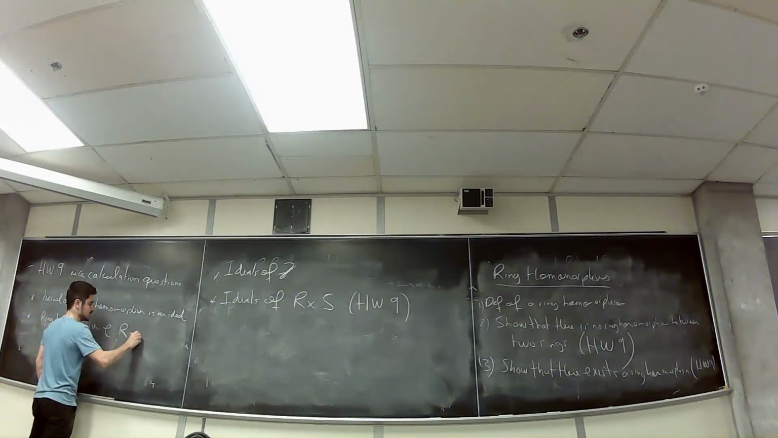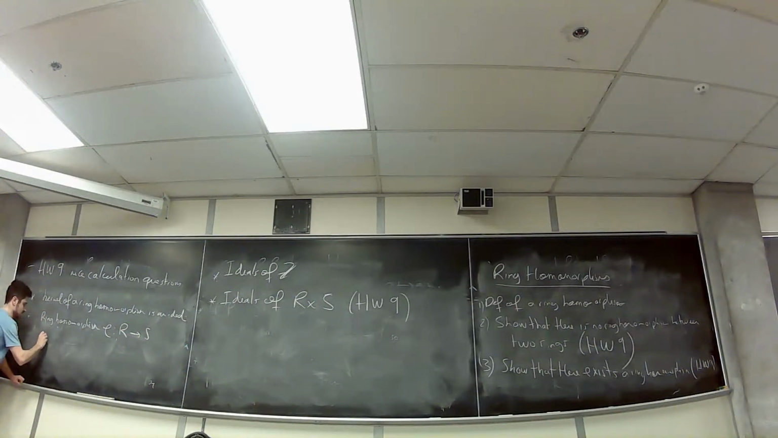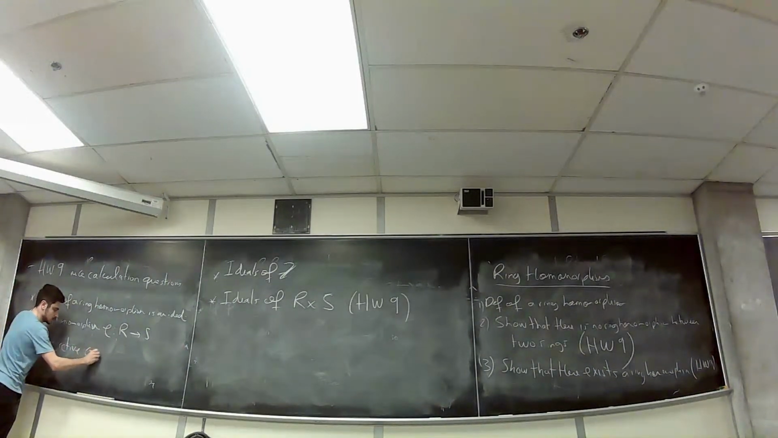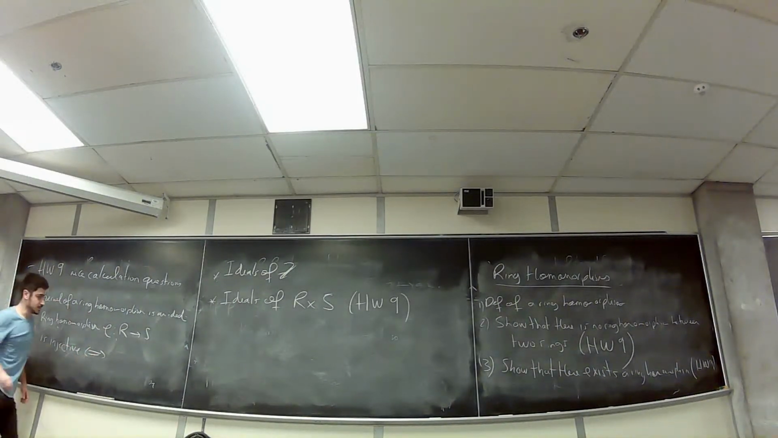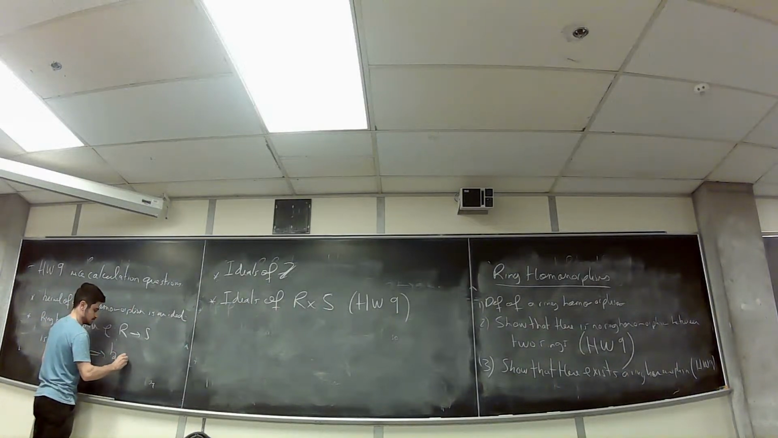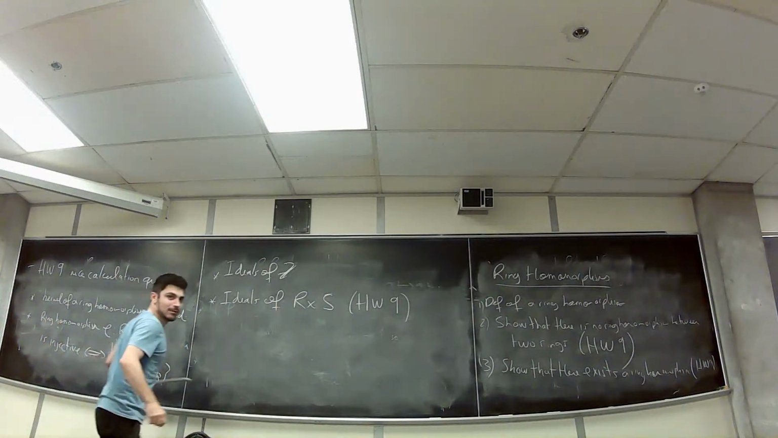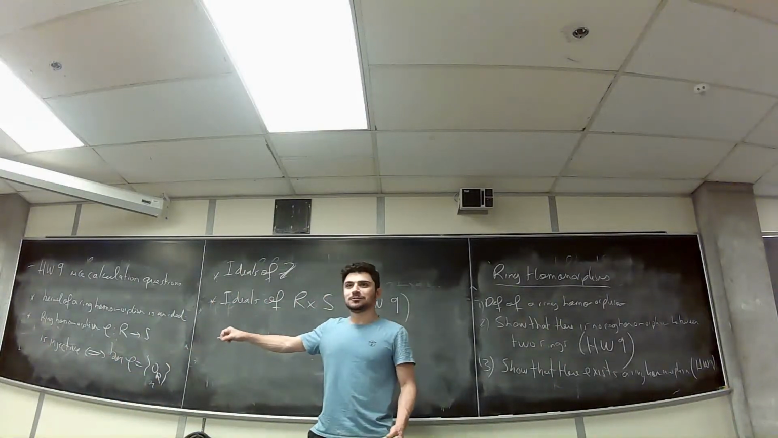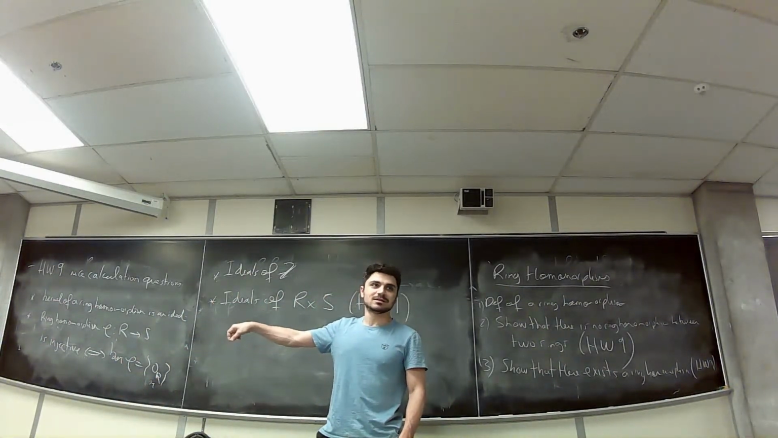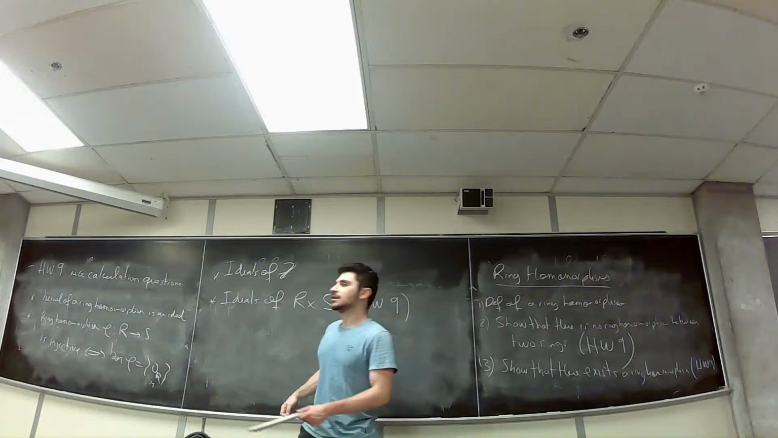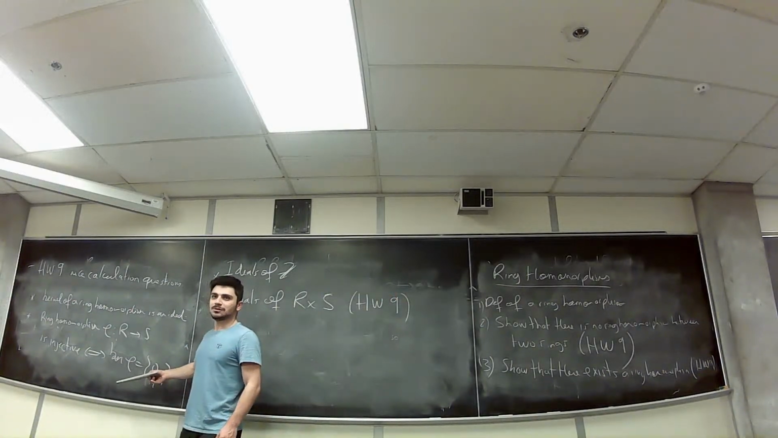A ring homomorphism from R to S is injective if and only if the kernel is 0_R. Now, if I ask you to just prove this, prove that a ring homomorphism is injective if and only if the kernel is 0.